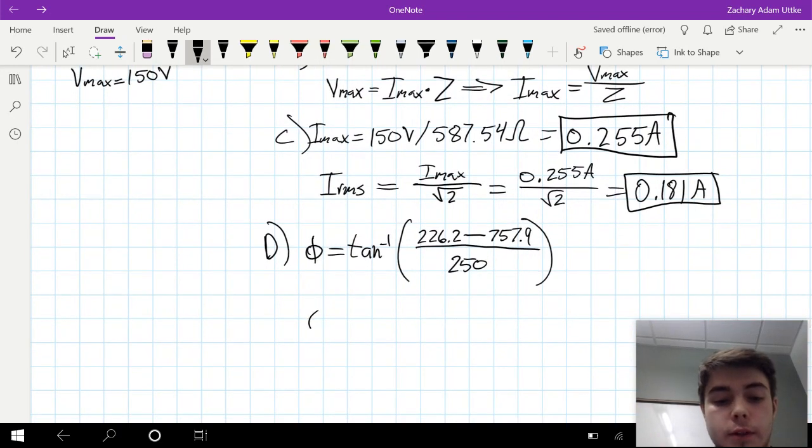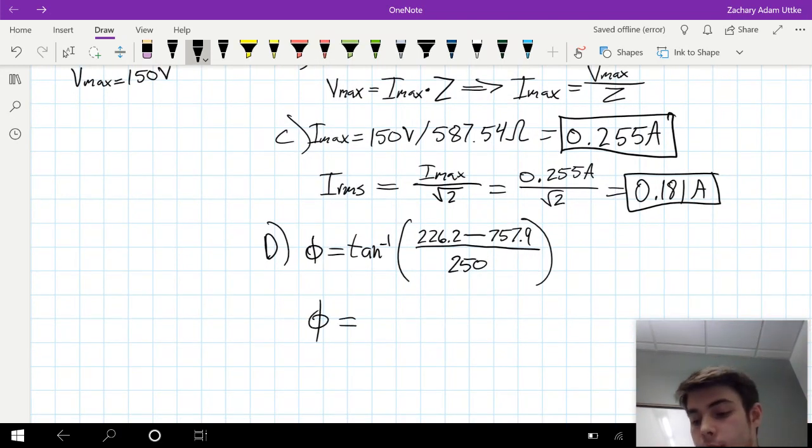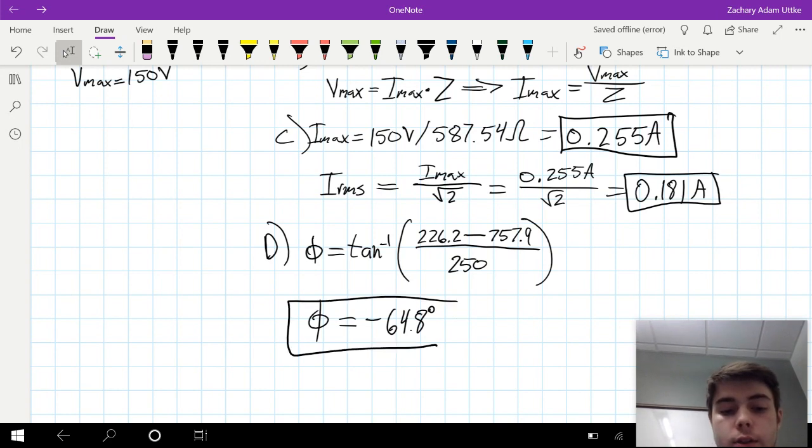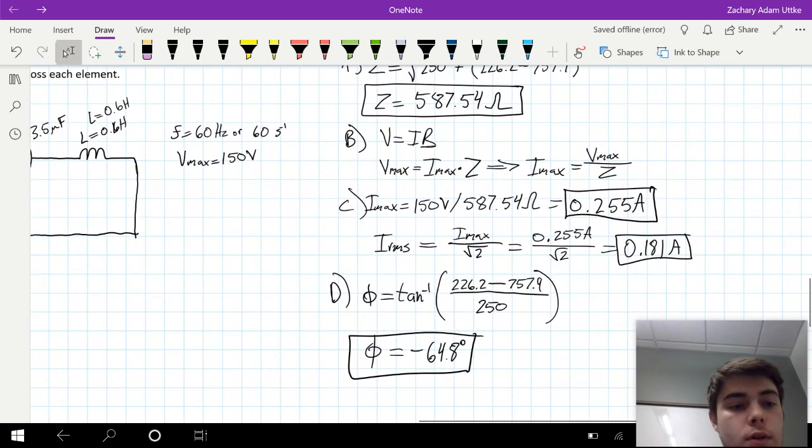Okay, now let's punch this in and see what we get for our phase angle. So 226.2 minus 757.9 divided by 250, and then take the tan inverse of that. I get negative 64.8 degrees. So that is our phase angle.